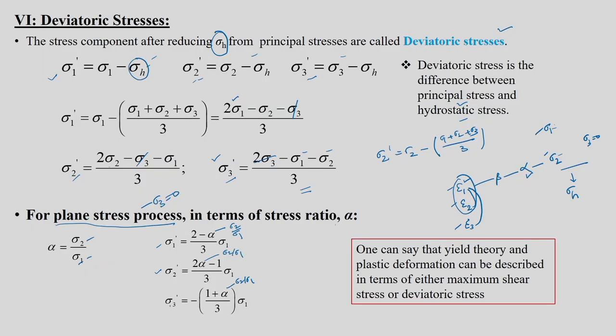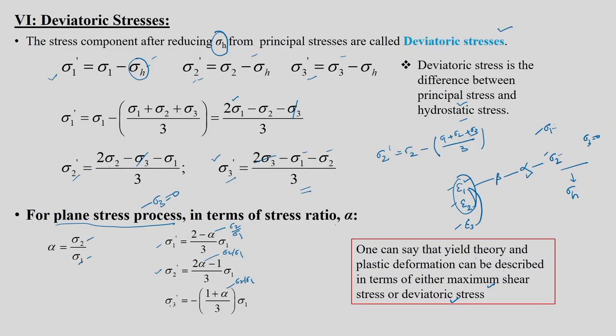So these are all certain important terminologies. And finally, with all the discussion, we can say that yield theory and plastic deformation can be described in terms of either maximum shear stresses or deviatoric stresses, okay? Maximum shear stresses, which you have seen before, and now we are saying that since the hydrostatic part is not going to play a role in the onset of plastic deformation, okay, the other part, which is nothing but the deviatoric part, can be used to develop yield theories or any theories of plastic deformation, okay? So more details on this we will see in the next lecture. Thank you.